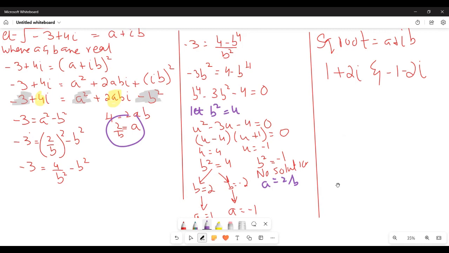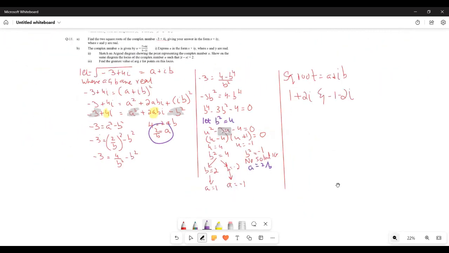All right, so that's just the first part of the question. Okay, now let's take a look at part B. I need to clear the screen. I hope everybody has copied this.